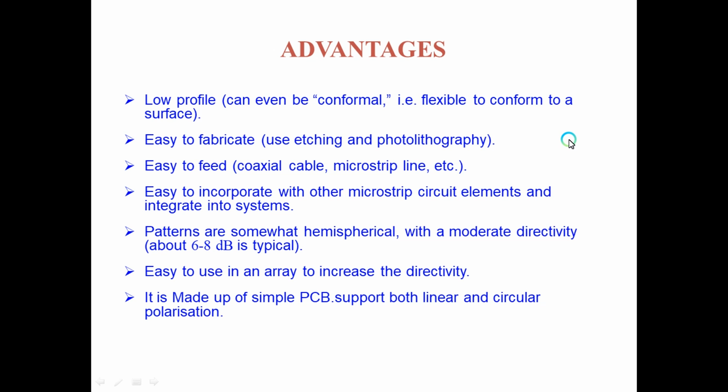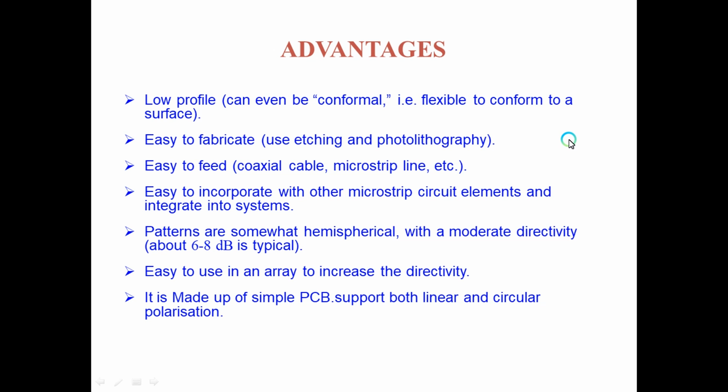Then the last point is that it is made up of a simple PCB. That microstrip antenna can be easily fabricated. And it will support both linear and circular polarization. This last point is very important. What is meant by linear and what is meant by circular polarization? Linear polarization means both transmitter and receiver are fixed. Only they are used for linear polarization, but for mobile communication linear polarization is not suitable.